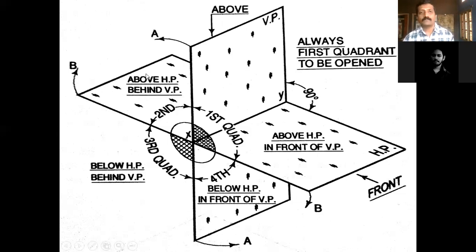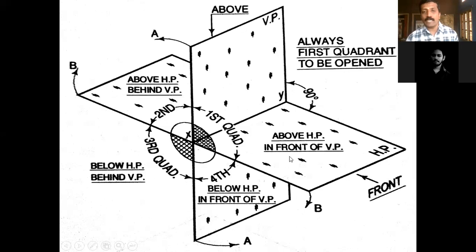This is the second quadrant. Assume that wherever I place the cursor, there is the object. How do we give the distance of the object with respect to HP and VP? The object is here. Here also, it is above HP. And the distance with respect to VP, I have to call it behind VP, because the observer is standing here, so this distance is behind for him. Whichever object comes on the right side of the vertical plane is called in front of VP. Whichever distance of the object is on the left side of this vertical plane is called behind VP.